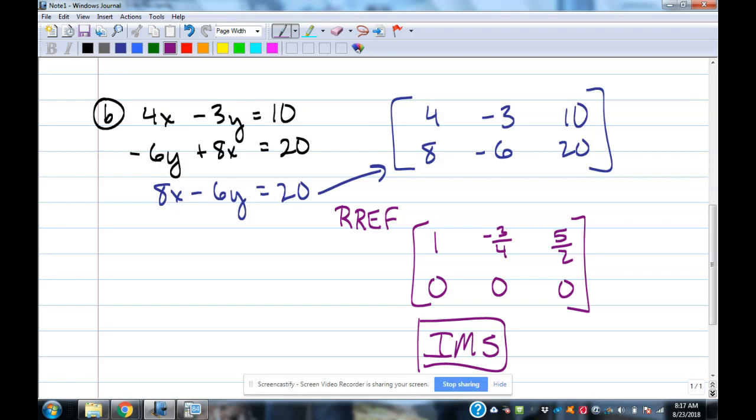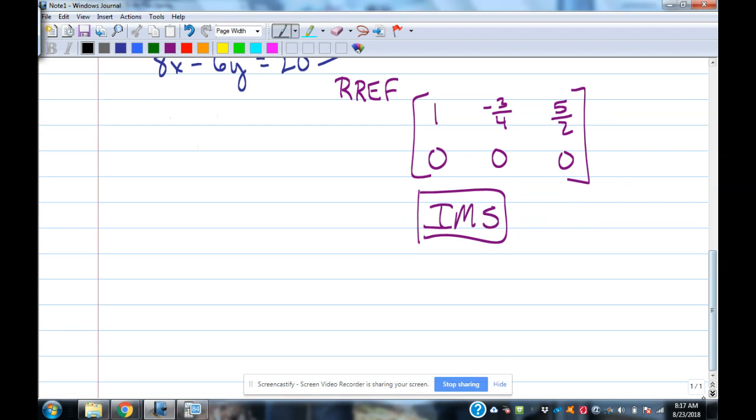You do RREF with the matrix. Okay. If you solve that with substitution or elimination, you should get the same result. Okay, so that doesn't change that sort of thing.